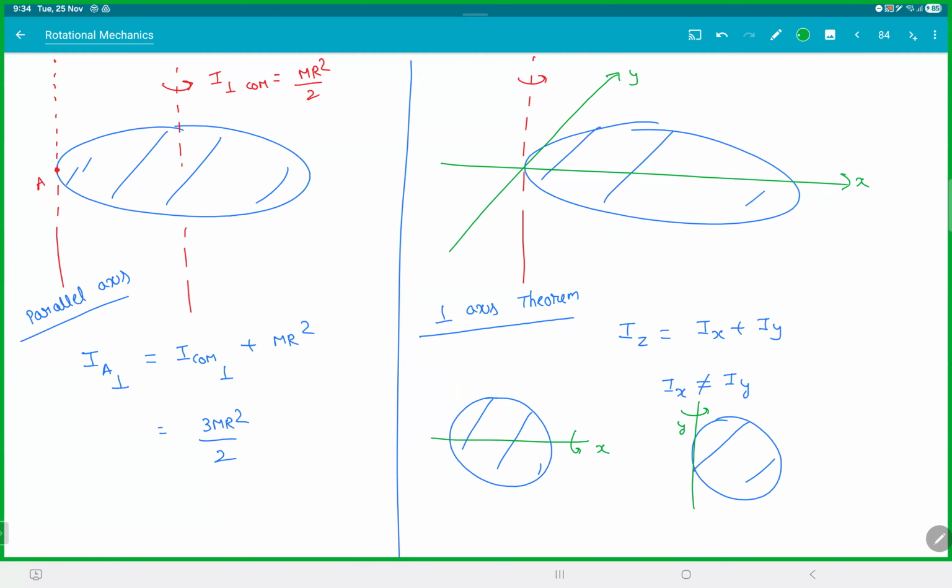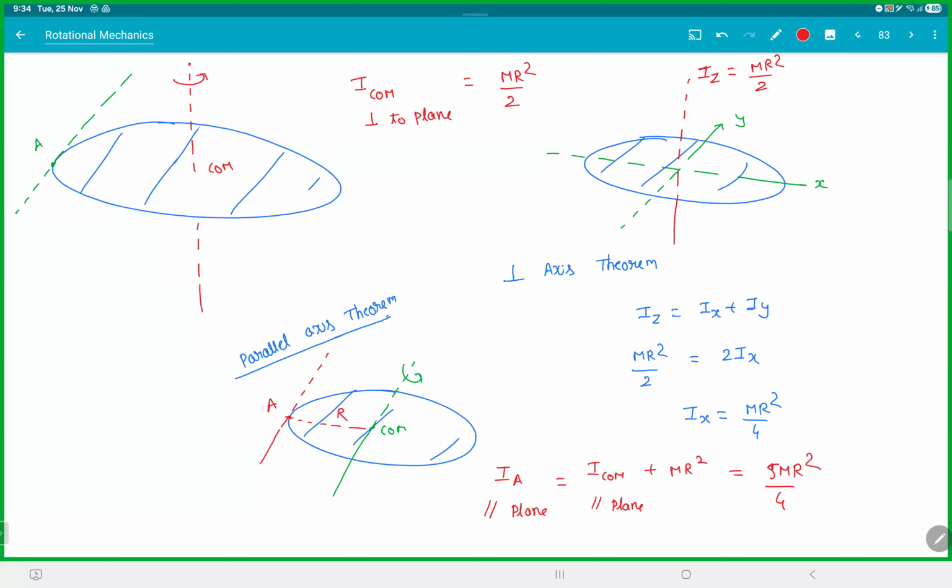They're not the same. So the problem is, Ix plus Iy is 3Mr square by 2. That is true. That's it. You can't solve it this way. So that is the reason this method won't work. Are you getting it? So parallel and perpendicular won't work here. Now, how do you know which will work and which will not? Unfortunately, you can't know. You have to try both, hit and trial. Whichever comes first, that will work.